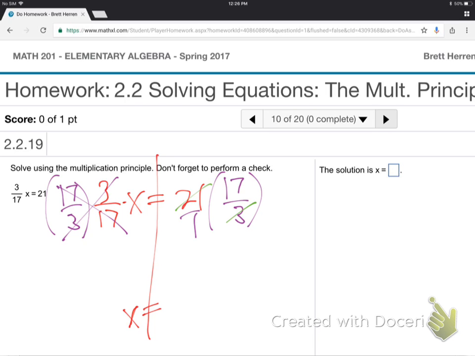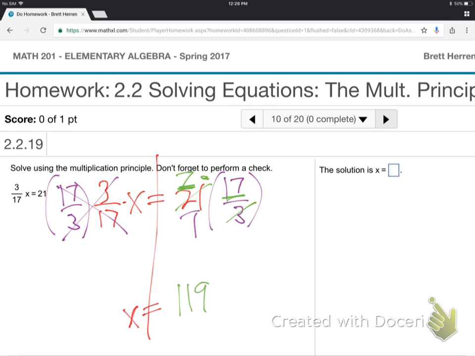3 goes into 21 7 times. So you cross cancel and multiply what's left over. So what's left over, not canceled out? 7 times 17, which is 119. Use your calculator. 119. No more denominator.